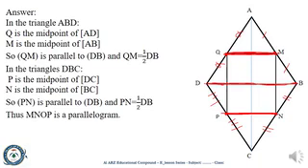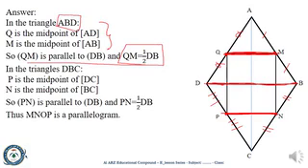Okay, so first let's work with QM alone. We know that Q is the midpoint of AD, we know that M is the midpoint of AB, so QM is parallel to DB and QM is equal to half DB. This is the mid-segment theorem applied in the triangle ABD. Right, guys? So if we apply the mid-segment theorem in ABD, what do we get? QM parallel to DB and QM equal to half DB.